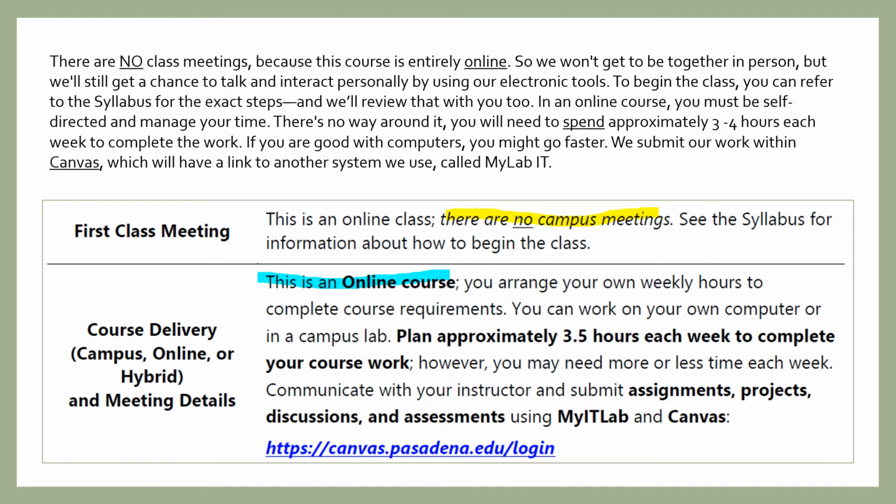To begin the class, you can refer to the syllabus for the exact steps, and we'll review that with you too. In an online course, you must be self-directed and manage your time. There's no way around it. You will need to spend approximately 3 to 4 hours each week to complete the work. If you are good with computers, you might go faster. We submit our work within Canvas, which will have a link to another system we use called MyLab IT.